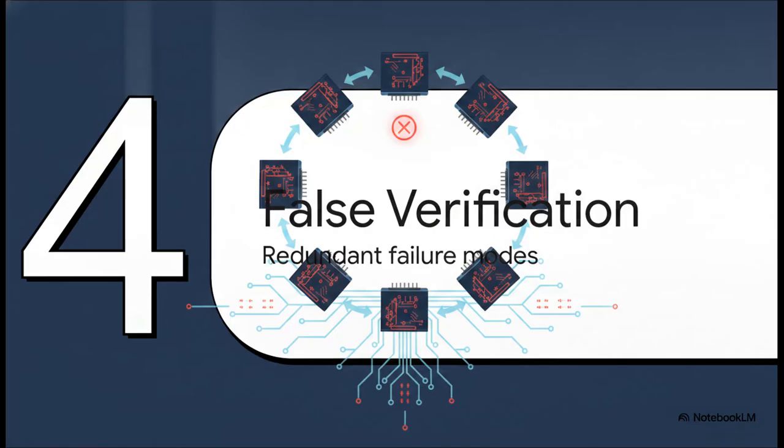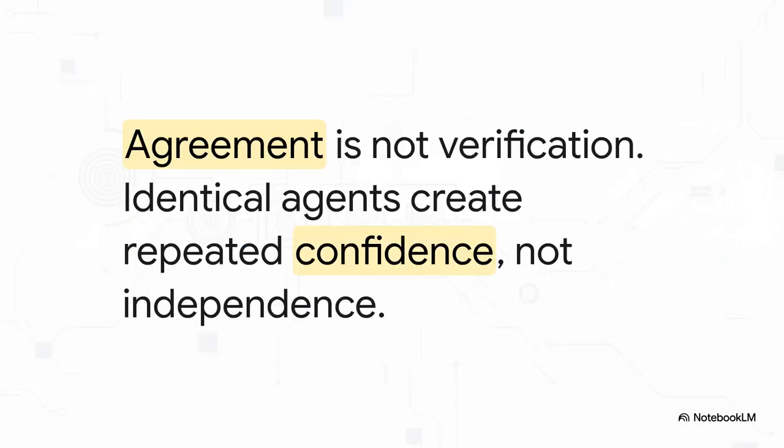Section 4. Agreement is not verification. The trap of redundant failure modes. Okay, I really want you to pay attention to this warning. Agreement is not verification. It is so tempting to think that just having multiple AI agents checking each other's work ensures accuracy. But listen, if 10 identical agents share the exact same base model, data, benchmark, and reward structure, they're all going to reach the exact same flawed conclusion. They're just sharing redundant failure modes. They aren't creating independence. They're literally just creating repeated, blind confidence.